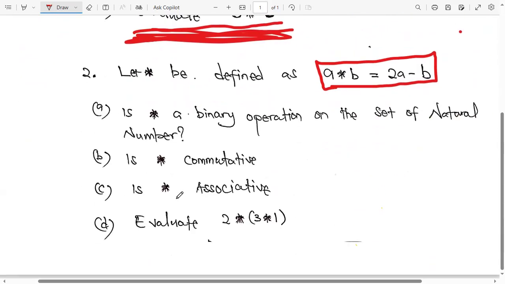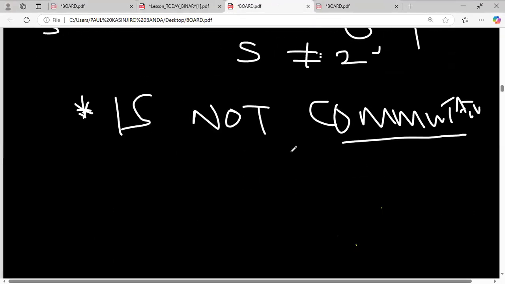All right, now we are on C. We are testing what? Associativity. On associativity, don't get confused, guys. Always refer to the definition that you've been given for your binary operation. So let's test and see if it is associative.